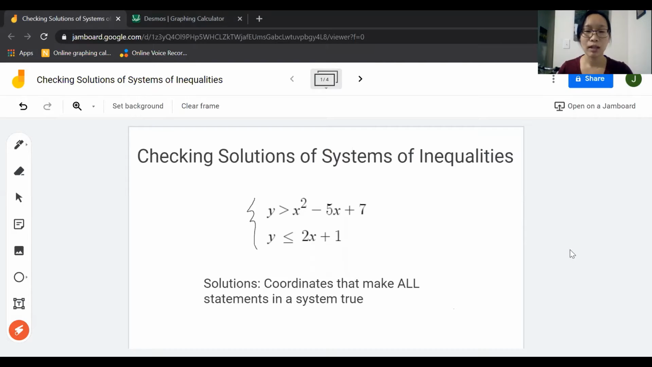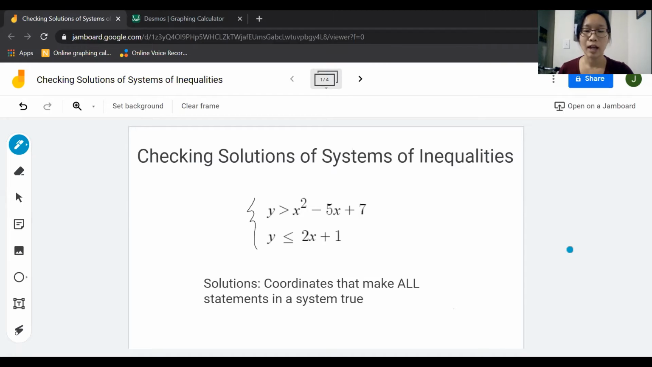In this video, we're going to see how to check if points are solutions to systems of inequalities. Systems of inequalities are like systems of equations, except that instead of having equal signs, we have inequality symbols. However, the meaning of a solution is the same. A solution is a coordinate that makes all statements of this system true.